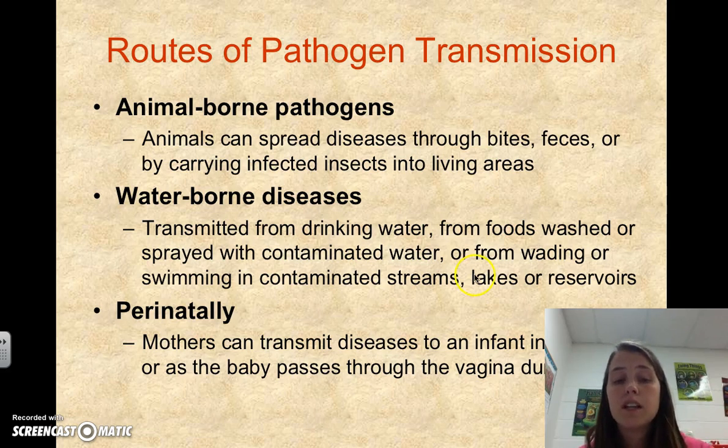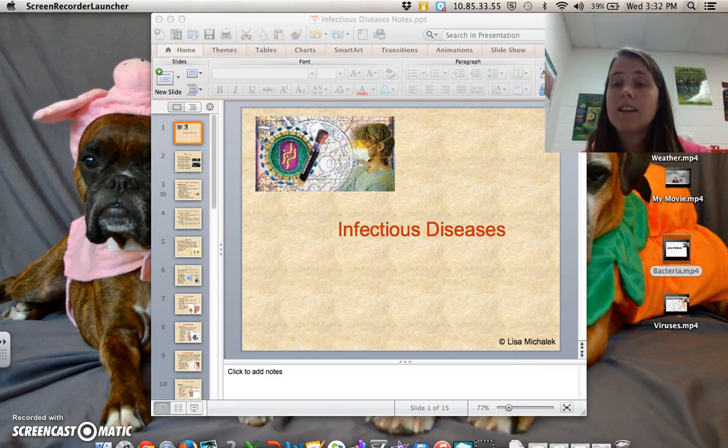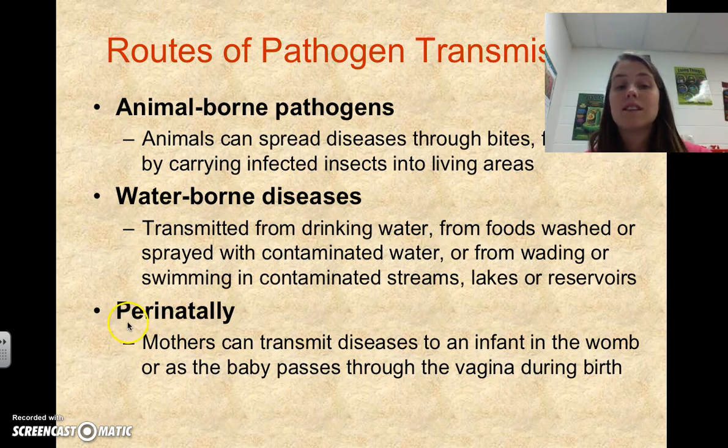And then the final one is perinatally. That is a big word. All it means is in natal or in utero. So mothers can transmit diseases to their baby in the womb and during birth, during childbirth.